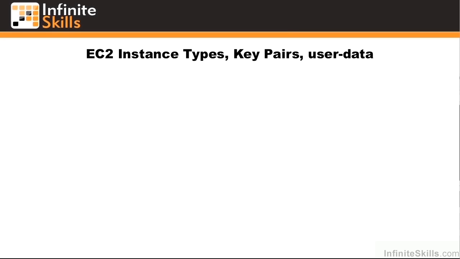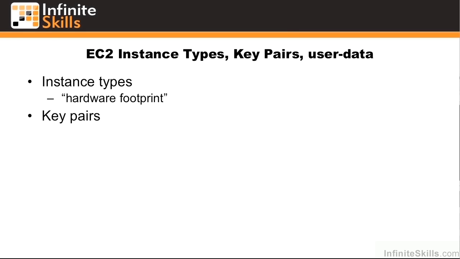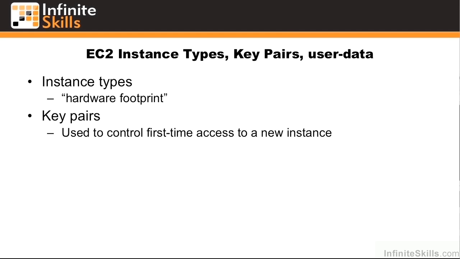In this lesson, we're going to take a deep dive into EC2 instance types, key pairs, and user data. It's nice to think of instance types as the hardware footprint of the machine, the amount of CPU, RAM, disk, and virtual internet card going into the machine. Key pairs are used to control the first-time access to a new EC2 instance, although it's a good practice to keep them in place even after.